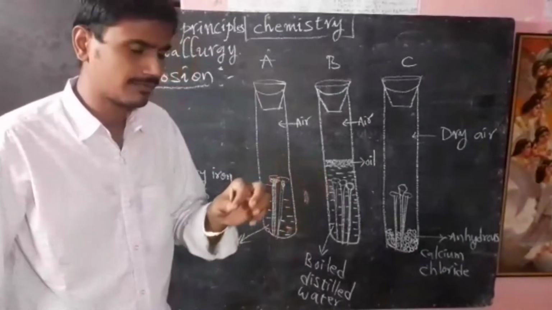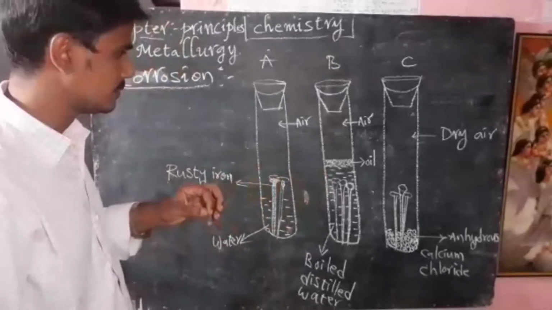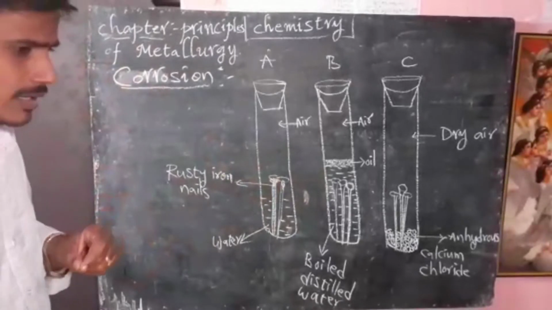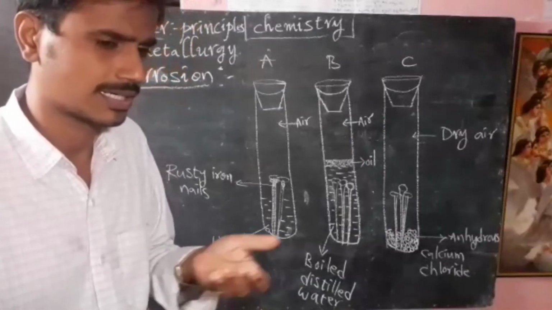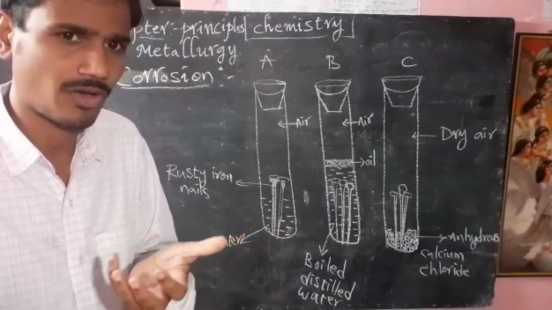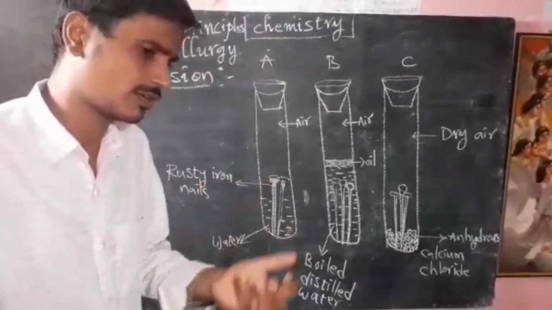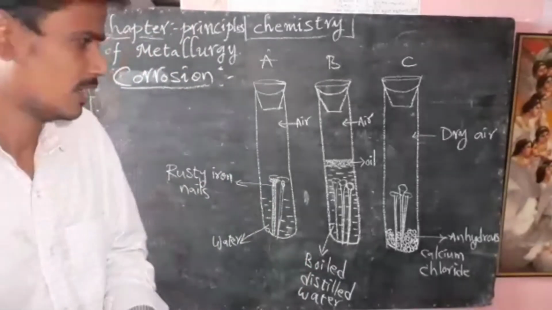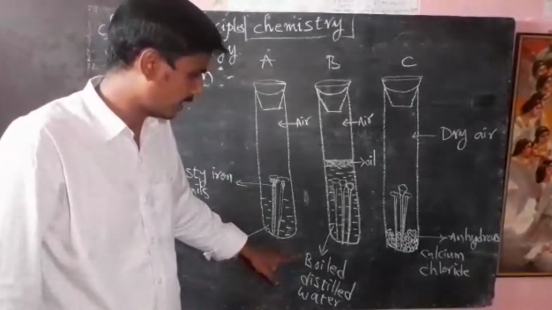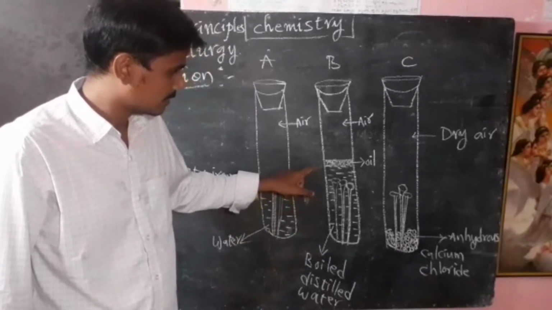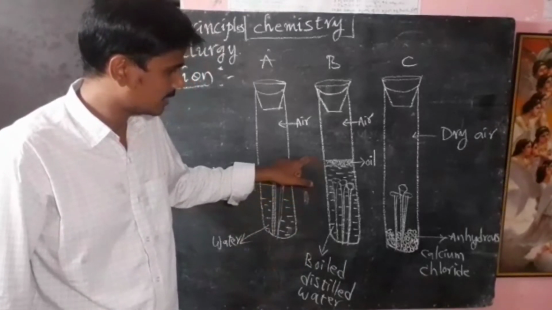Then after that we have to take boiled distilled water. Why are we using distilled water? Generally cold water contains some amount of dissolved oxygen and some other gases, and on heating, the dissolved gases come out. So that's why we have to use boiled distilled water. After this level we have to take boiled distilled water.